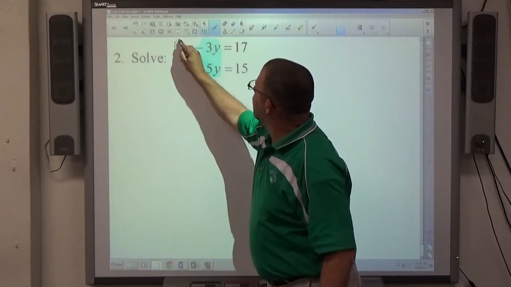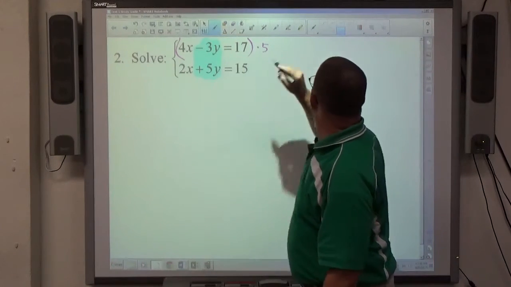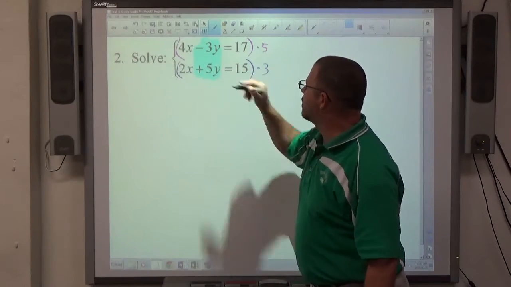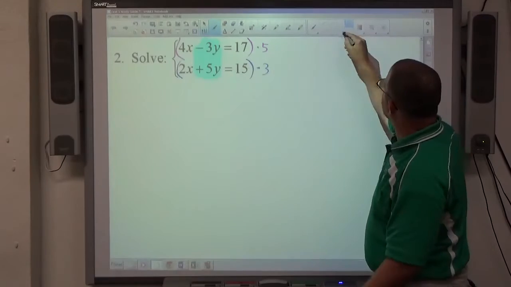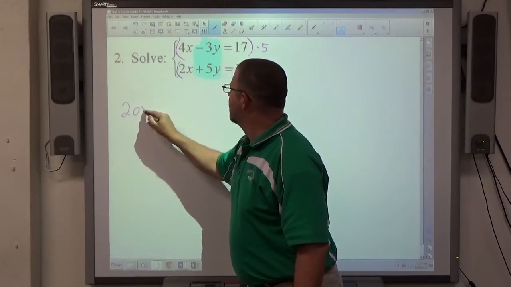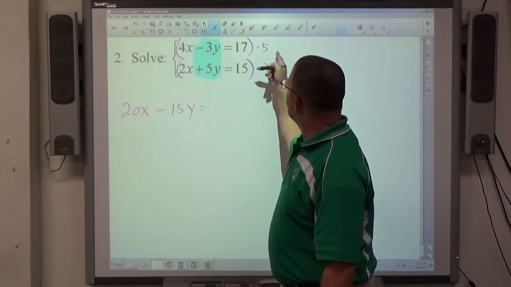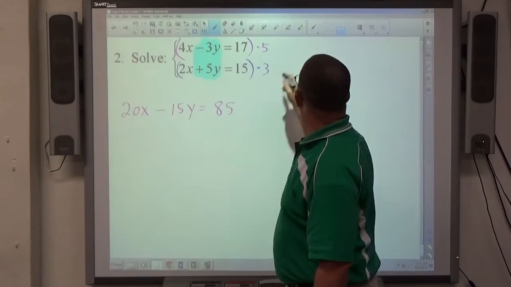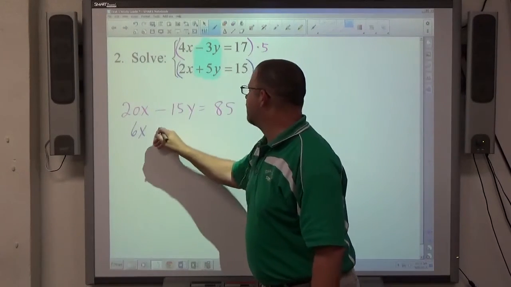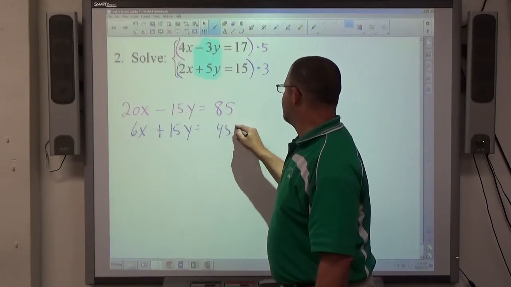So I would take the top equation, multiply it by 5 to make this into negative 15y. Take the bottom equation, multiply it by 3 to make that a positive 15y, therefore canceling those two things out. So 5 times 4x is 20x. 5 times negative 3y is negative 15y. 5 times 17 is 85. 3 times 2x is 6x. 3 times positive 5y is positive 15y. 3 times 15 is 45.